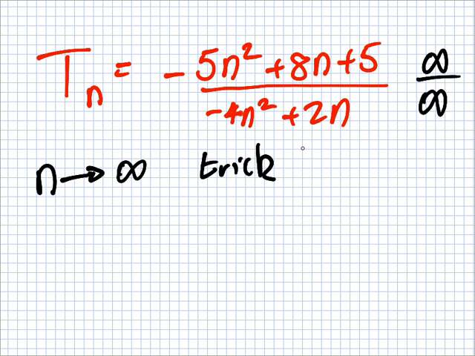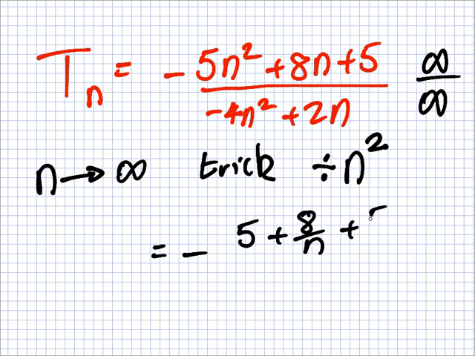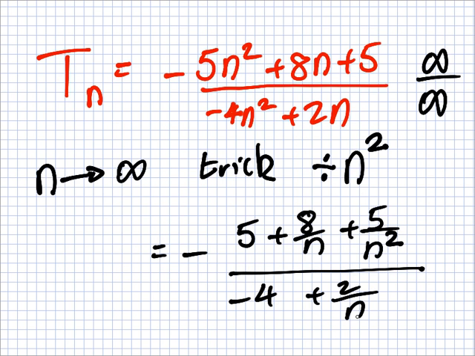Any of you remember the trick from class? Give us a hint. You have to divide by something. Divide by the denominator? Not the denominator. Divide by n squared. So everything gets divided by n squared. Yeah, so you'll get minus 5 plus 8 over n plus 5 over n squared over minus 4 plus 2 over n.